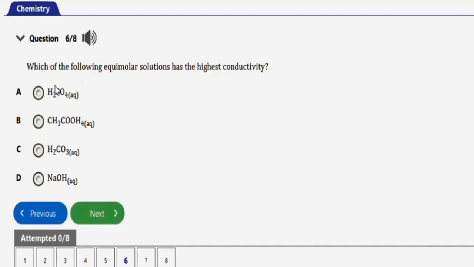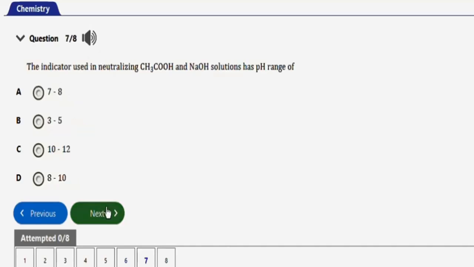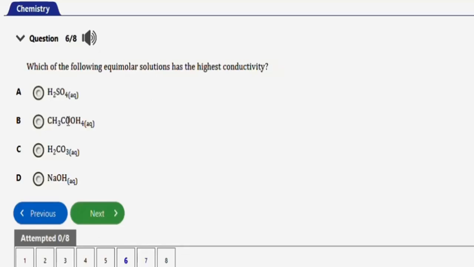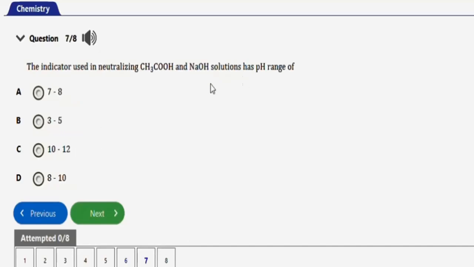That is for this question, option A. The next question will be this one. It says the indicator used in neutralizing ethanoic acid. Okay, so that means this compound is not ethanoic acid, option B. We're having 4 as the atomic number for hydrogen here at the end of this compound. Okay, so this is the right representation for ethanoic acid.